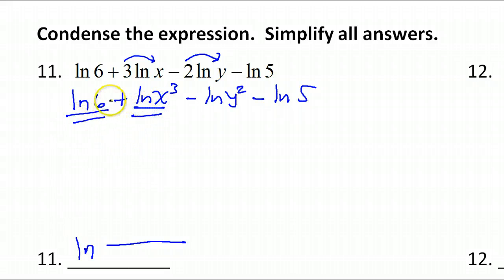These are both positive. So that's why I'm going to have the 6 and x to the third power in the top. Now these negative terms are going to contribute to the denominator. So that's why I'm going to have a y squared in the bottom and a 5 in the bottom. Traditionally you would put the 5 before the y squared. If you put y squared and then 5, I'm not going to mark it wrong, it just looks a little funny. But that's the answer for number 11.